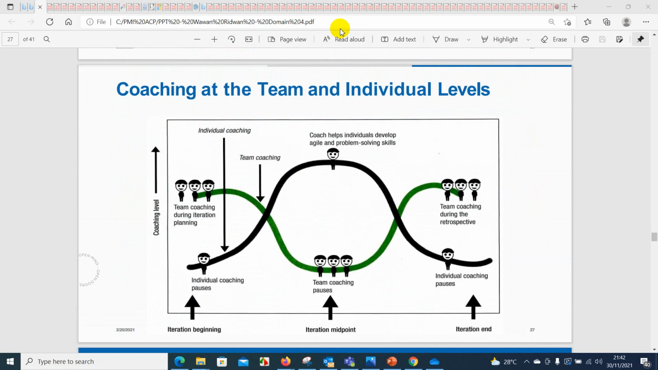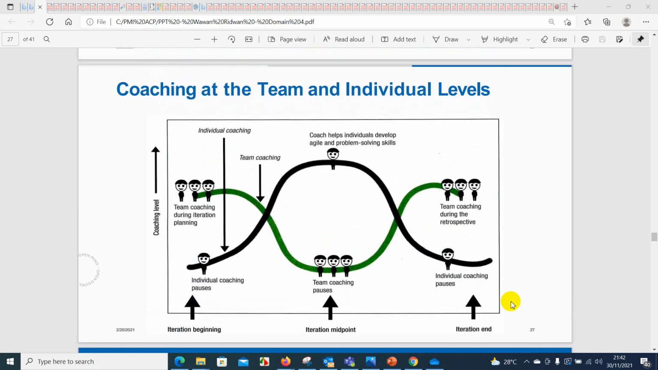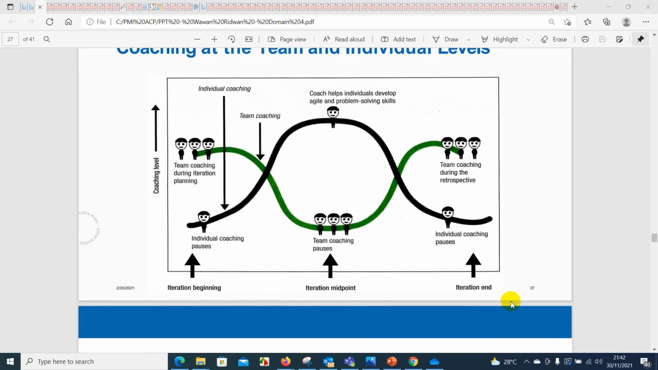Coaching at the team and individual level. This is the coaching level, across iteration beginning, iteration midpoint, and iteration end. At the beginning: individual coaching, then team coaching during iteration planning. The coach helps individuals develop agile and problem solving skills. Then team coaching during the retrospective, and individual coaching. So we really must try to change in that direction.